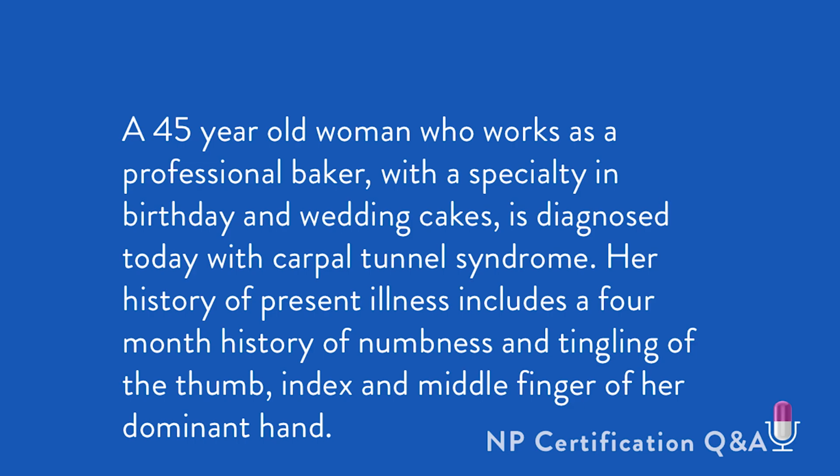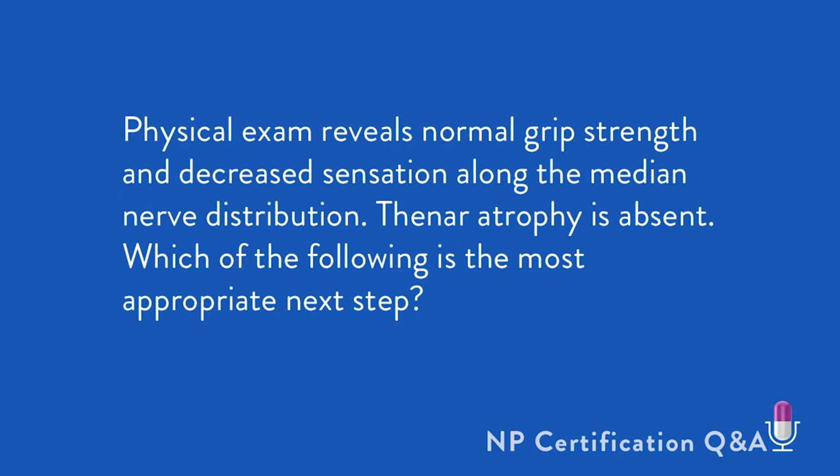A 45-year-old woman who works as a professional baker with a specialty in birthday and wedding cakes is diagnosed today with carpal tunnel syndrome. Her history of present illness includes a 4-month history of numbness and tingling of the thumb, index, and middle finger of her dominant hand. Physical exam reveals normal grip strength and decreased sensation along the median nerve distribution. Thenar atrophy is absent. Which of the following is the most appropriate next step?